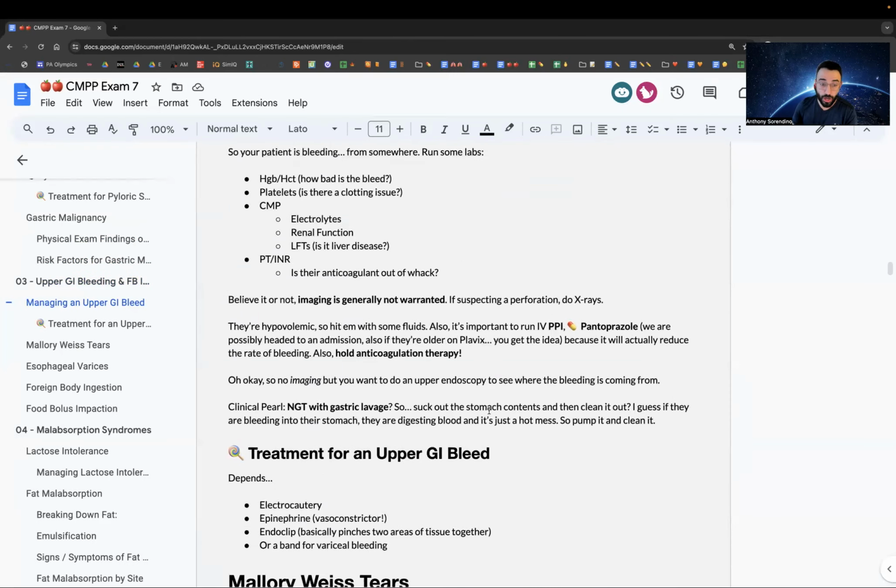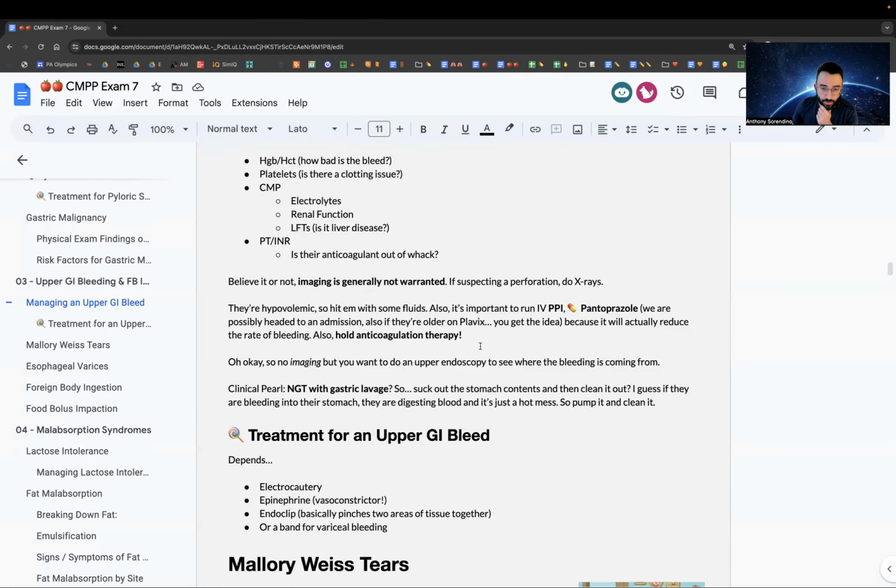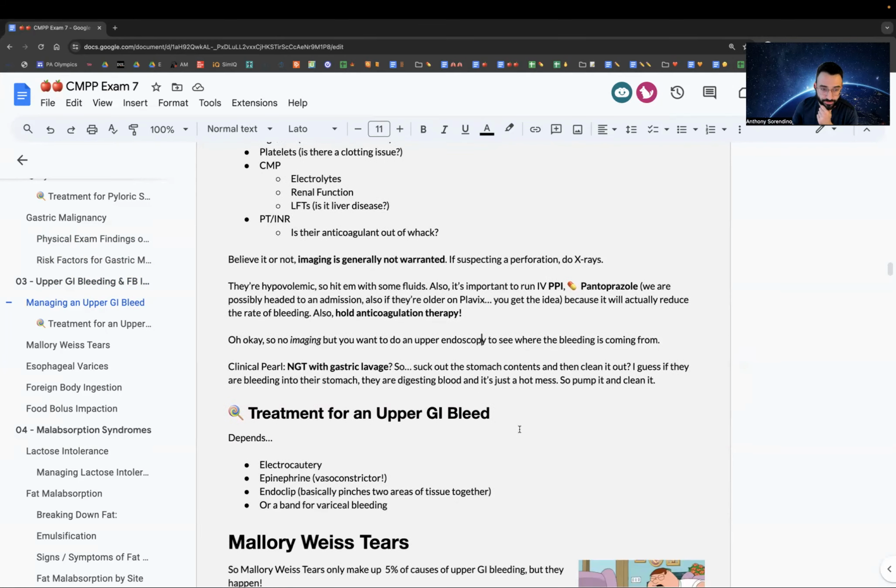Okay, if they are hypovolemic, give them fluids, run an IV PPI. Again, pantoprazole is going to be the one there. And that's actually going to reduce the rate of bleeding. So if this is from some type of ulcer, it's a GI bleed. So give them the PPI and then hold any anticoagulation therapy as well. We don't want to make their blood even thinner.